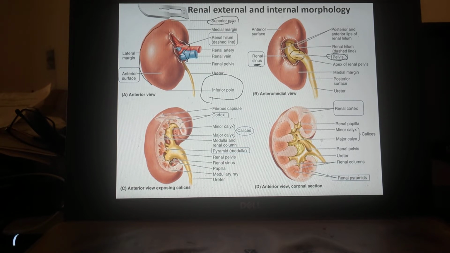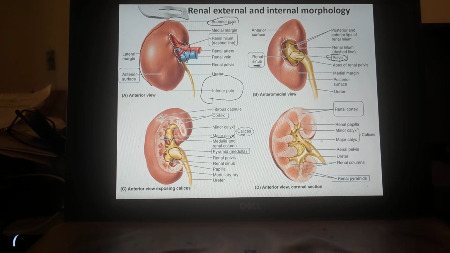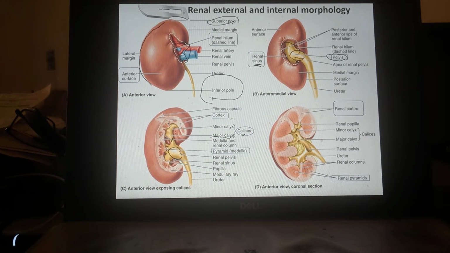As you see here, the ureter divides into what's called major calyces. Here is the renal pelvis, or upper dilated part of the ureter, dividing into major calyces, one here, one here, and one here. And every major calyx divides into minor calyces. Here is a minor calyx, one here, one here, one here. So anyway, that's the internal structure of the kidney.